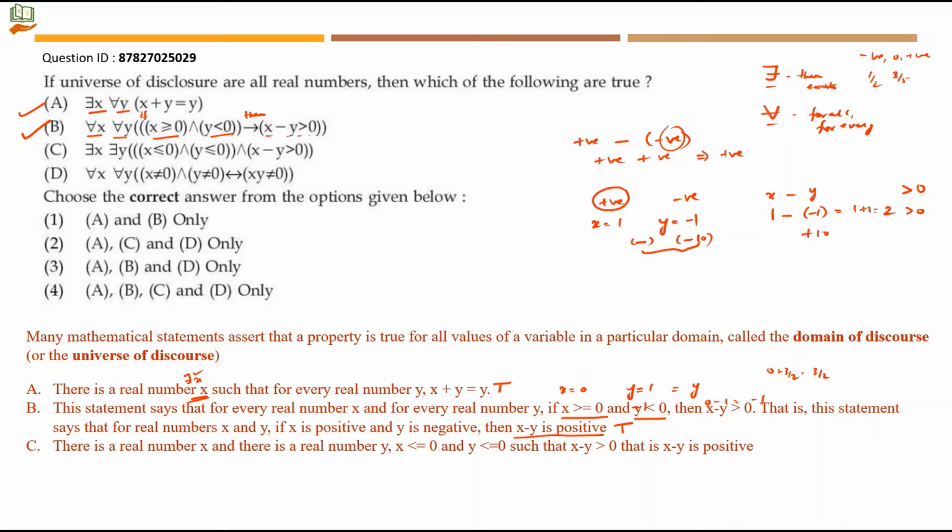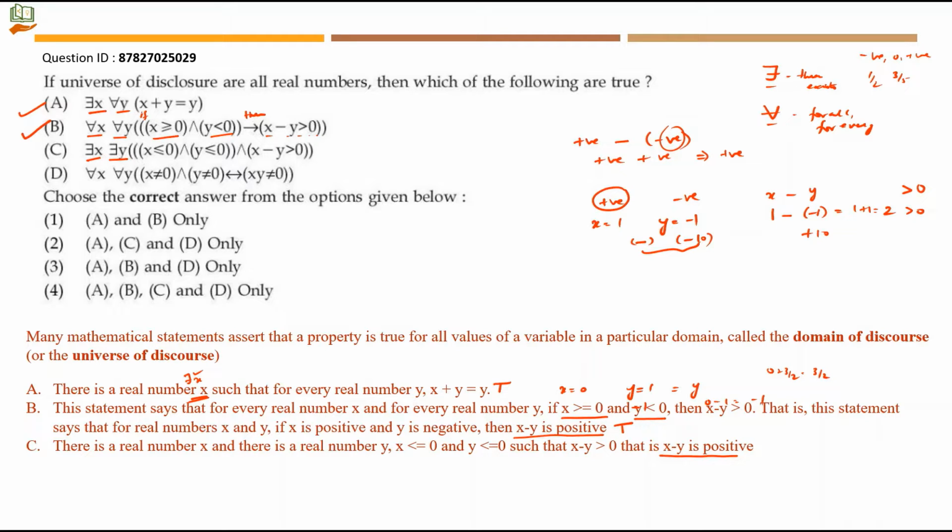There is a real number X and there is a real number Y. It means you can have even a single value. X is less than or equal to 0 and Y is less than or equal to 0 such that X minus Y is greater than 0. They say that X minus Y is positive when X is negative and Y is negative.